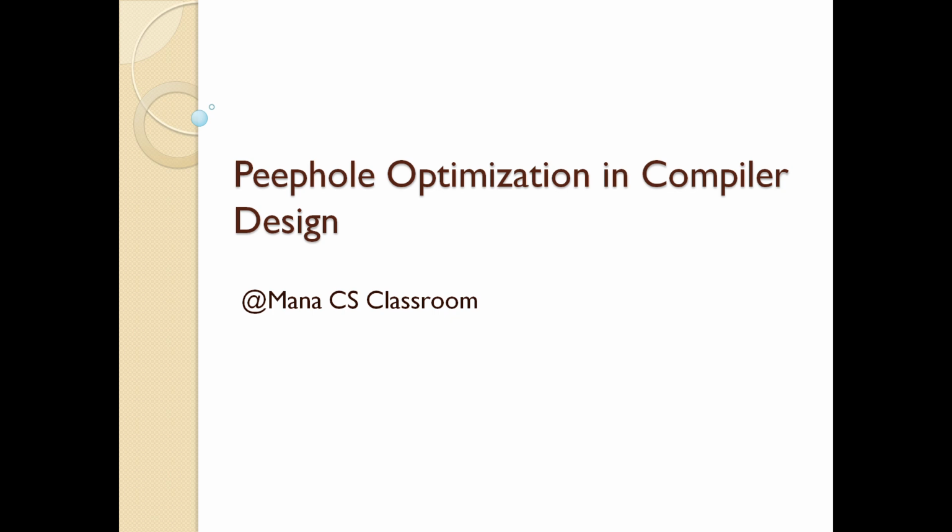In our previous videos, we discussed several code optimization techniques used by compilers to improve the efficiency of generated code. Today we are going to learn one of the simplest yet most powerful optimization techniques used in compilers, that is Peephole Optimization. By the end of this video, you will understand what is peephole optimization, why is it needed, and the different types of peephole optimizations with easy examples.